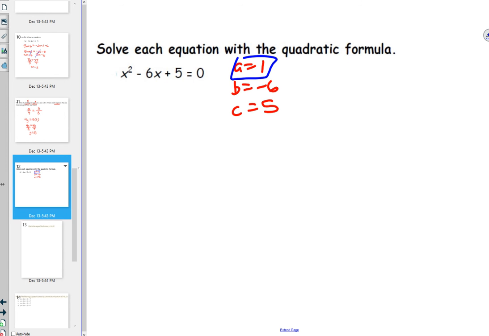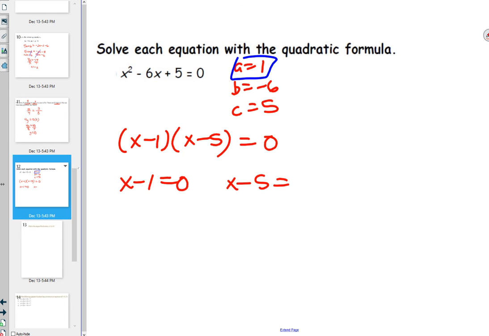Can you think in your head of two numbers that multiply to give you 5 and add to -6? Well, close. 1 plus 5 is not -6. -1 and -5. If you're not bad with your times tables and you want to do that, x minus 1, x minus 5. -1 times -5 is positive 5. Check. And when you add them, it gives you -6. So then I can just make each one equal to 0, which means that x equals 1 and x equals 5. Do you want me to do it? If we have time, I'll do it with the quadratic formula. You're good?